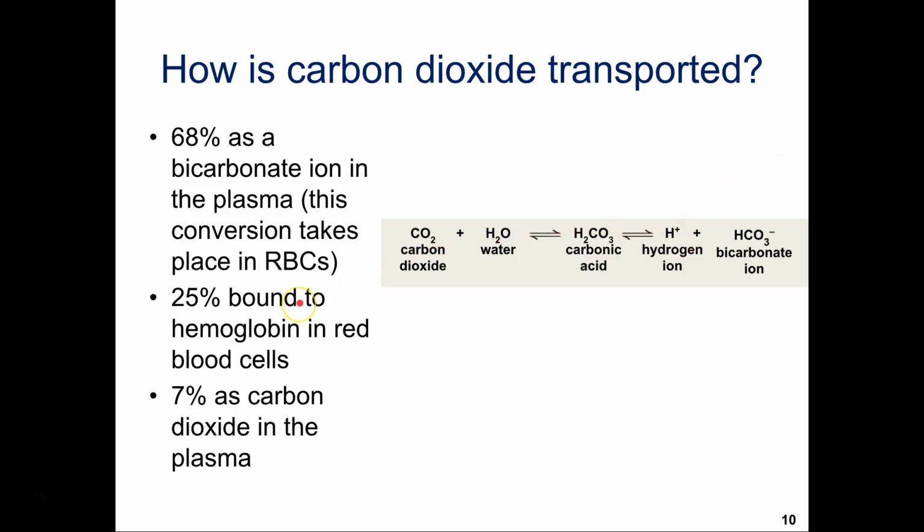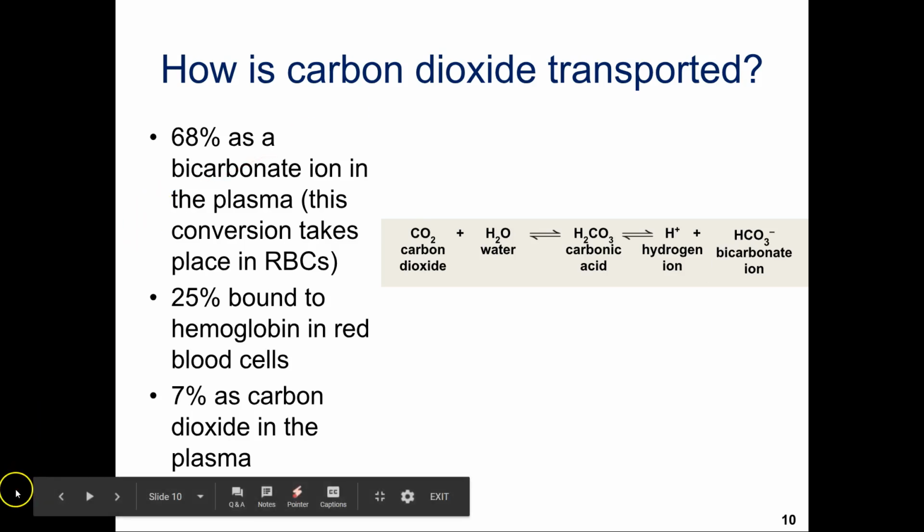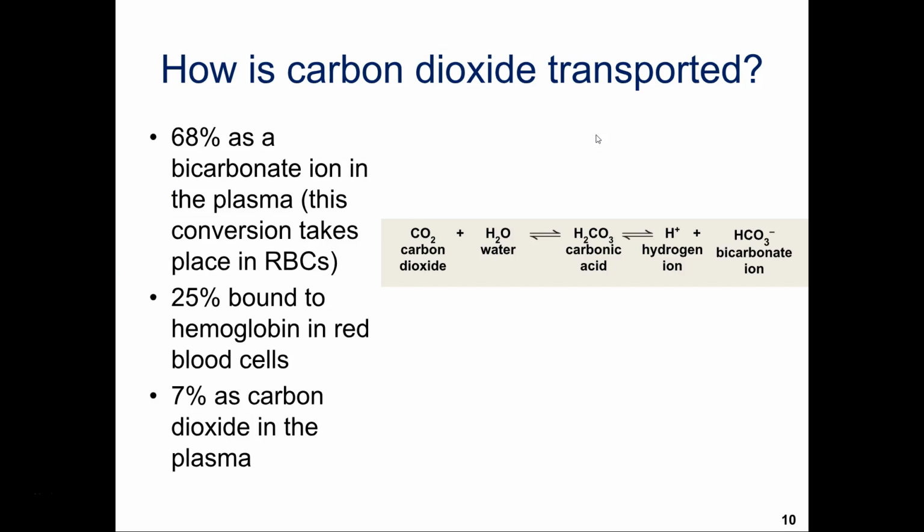Although the reason that only 7% is floating through your blood plasma, the reason that more is not, is because if there was any more than 7%, it would actually form bubbles. And if you know anyone that's a scuba diver, bubbles in your blood is a really, really bad thing to happen to you. So again, most of the carbon dioxide in your blood is traveling via this bicarbonate ion.